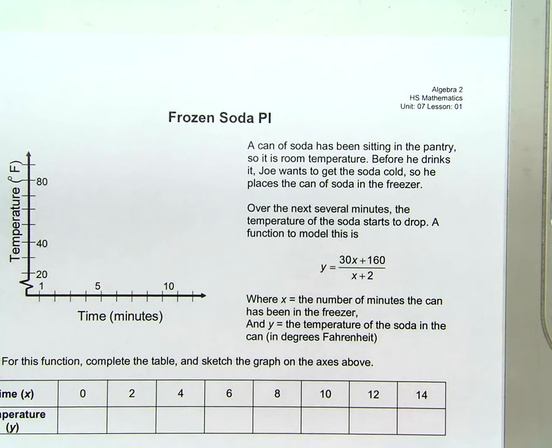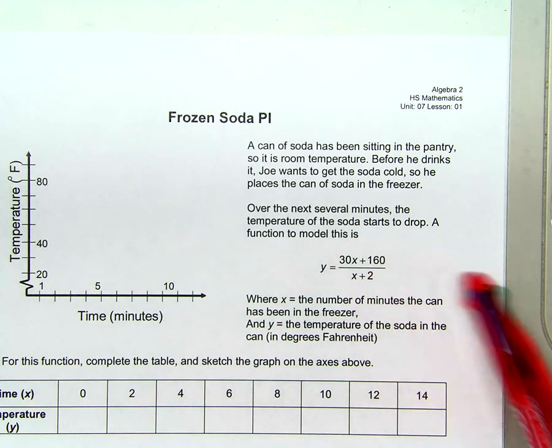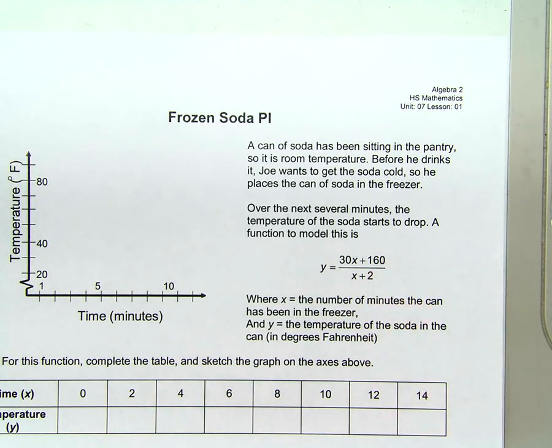A can of soda has been sitting in the pantry, so it's at room temperature. Before he drinks it, Joe wants to get the soda cold, so he places the can of soda in the freezer. Over the next few minutes, the temperature of the soda starts to drop. A function to model this is given, where x equals the number of minutes the can's been in the freezer, and y is the temperature of the soda in the can, in Fahrenheit. So for this function, complete the table and sketch the graph on the axes above.